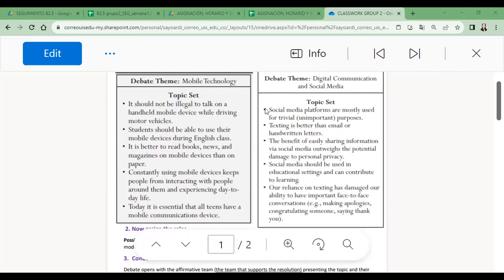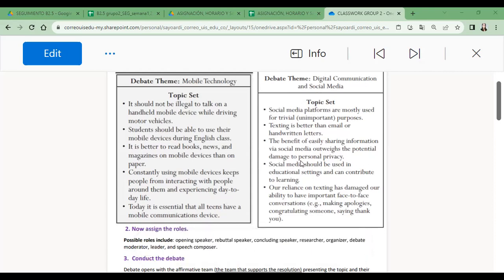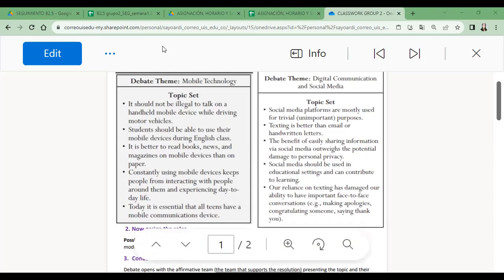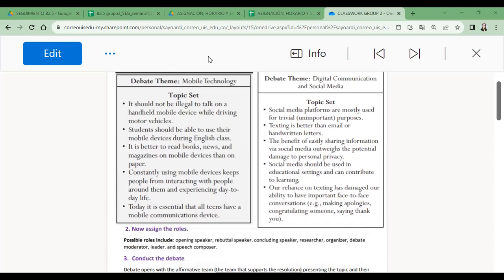1, 2, 3, 4, or 5. Write it on the chat very quickly, guys. We need the time. For this topic, digital communication and social media, which one do you want to debate on? Come on, because you are the ones who are going to do it, not me. Let's go. Vote. Type it in the chat. Don't be shy. Okay, so I need to ask you one by one. Diego, what is your topic from the second one? Thank you, Maria, for voting.